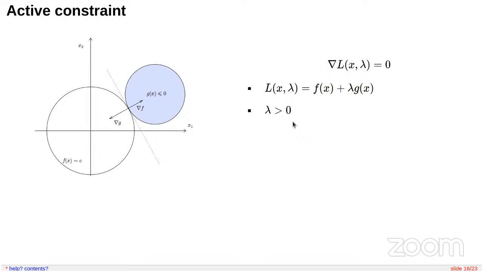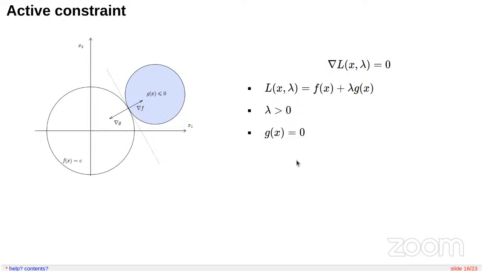So recall that this lambda should be positive, and at this point g of x is equal to 0. So these three things put together make this constraint active. When I say active, it means that you can't just do gradient of f equal to 0 and find the minimum. The constraint is going to tell you that that is not the actual minimum, so you have to take into account the constraint. That is why it's called an active constraint.